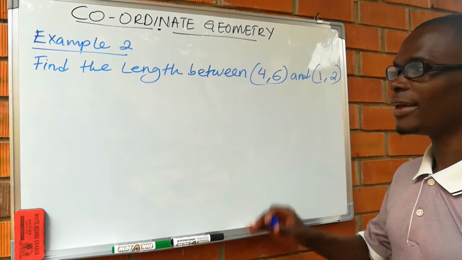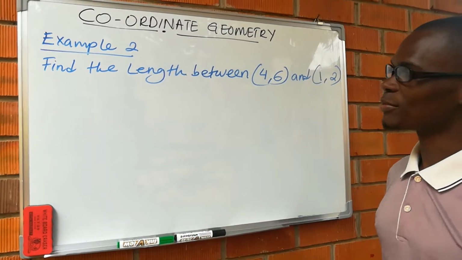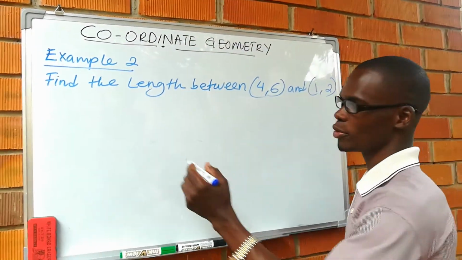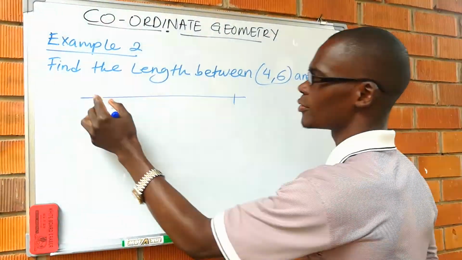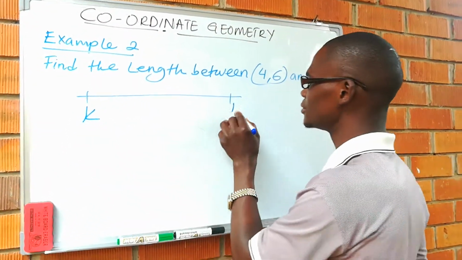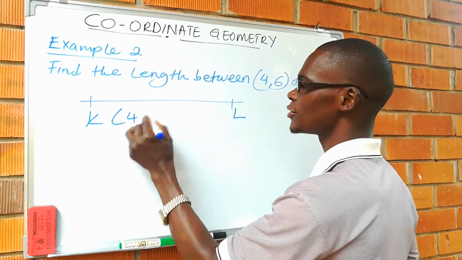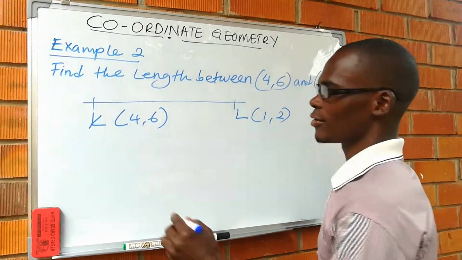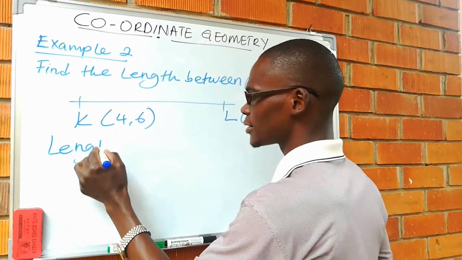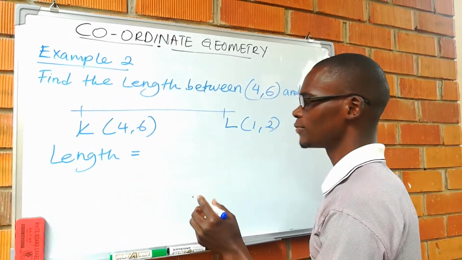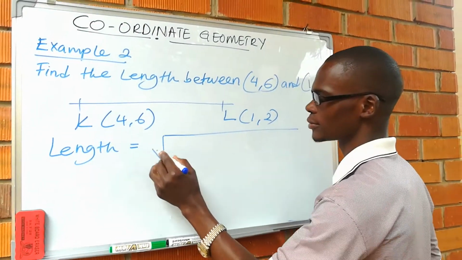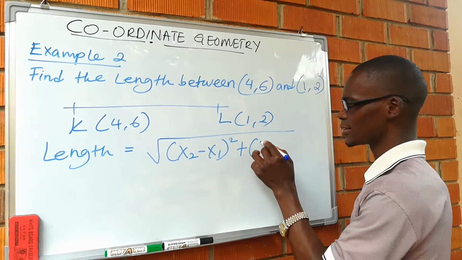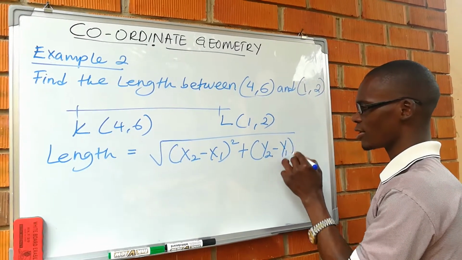Now, in example 2, we are supposed to find the length between these 2 points, assuming maybe we have a line. We can name this KL, where K is 4, 6 and L is 1, 2. From our formula, that is length equals the square root of x2 minus x1 squared plus y2 minus y1 squared.